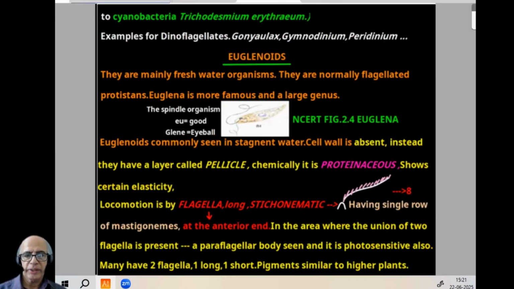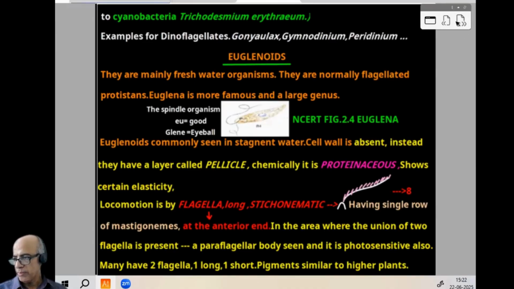It shows certain elasticity. Locomotion is by flagella, which are long, stichonematic, having a single row of mastigonemes, hair-like projections. At the anterior end, the flagella are attached. In the area where the union of two flagella is present, there is a paraflagellar body seen, and it is photosensitive also. Many have two flagella, one long, one short. Pigments are similar to higher plants.